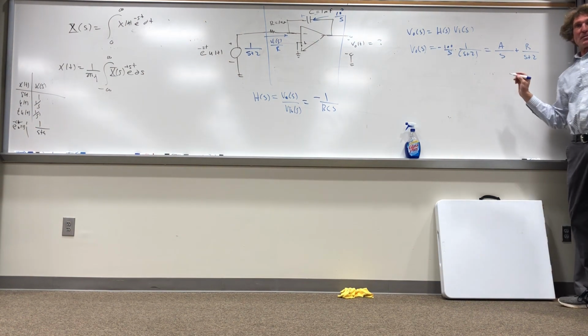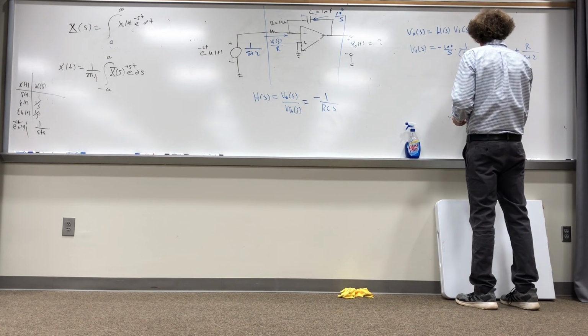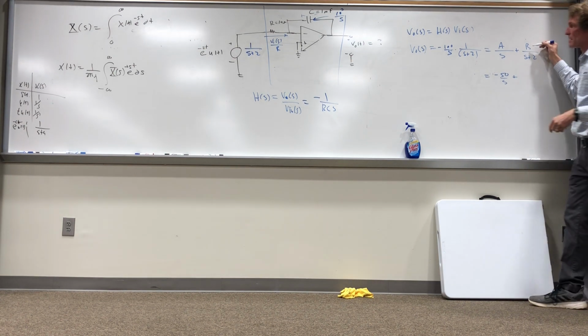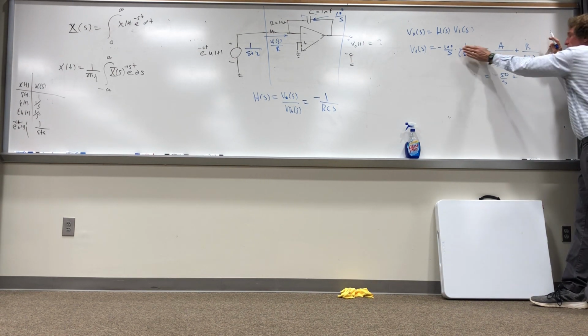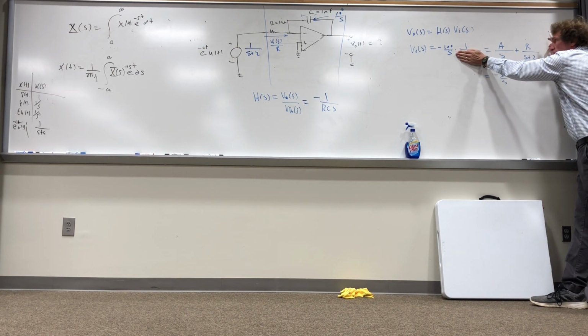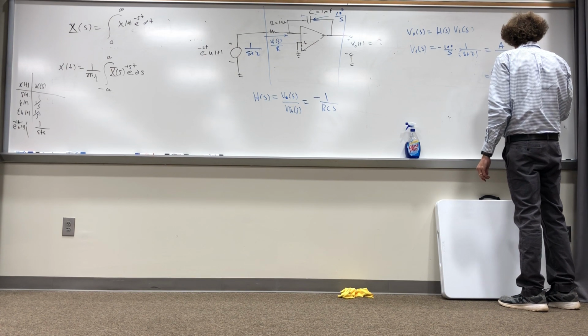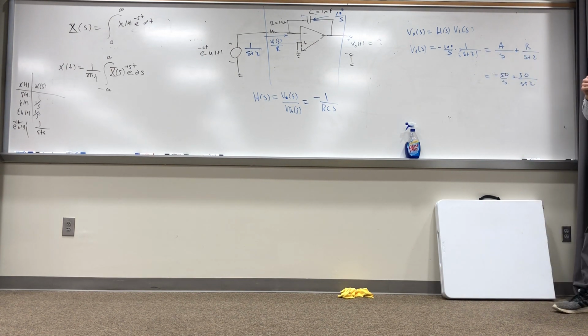So this is going to be minus 50 over S plus, and how do I get B? Cover up S plus 2, set S equal to negative 2. And what do you get? 50. Y'all agree with me? All right, that's my output.